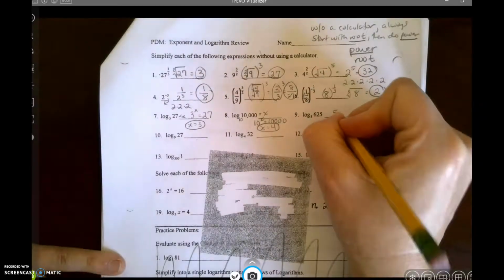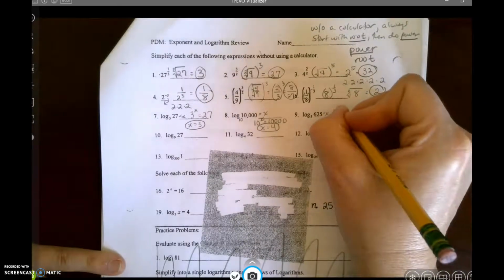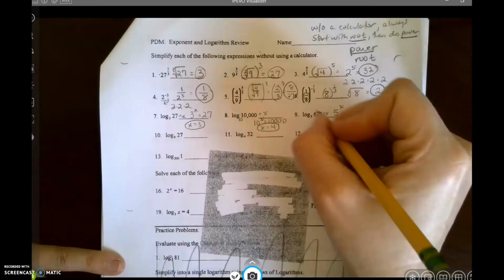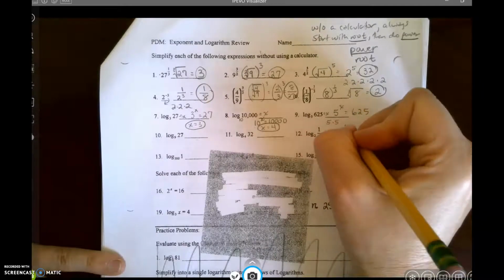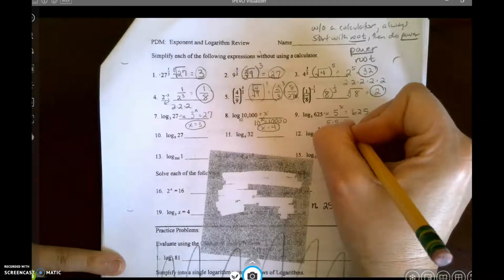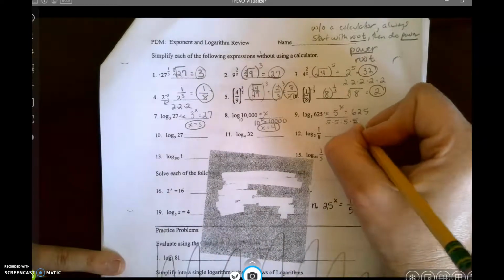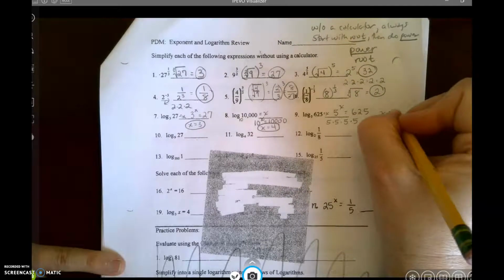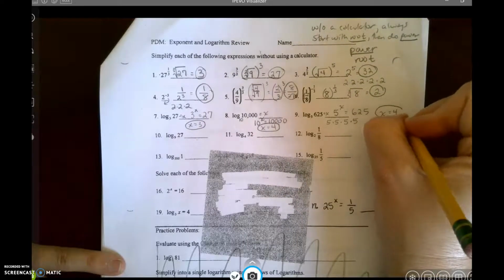Right, number 9. Log base 5 of 625 equals x. 5 to the x equals 625. Well, let's see. 5 times 5 is 25. Times 5 is 125. Times 5 gives me the 625. So x equals 4.